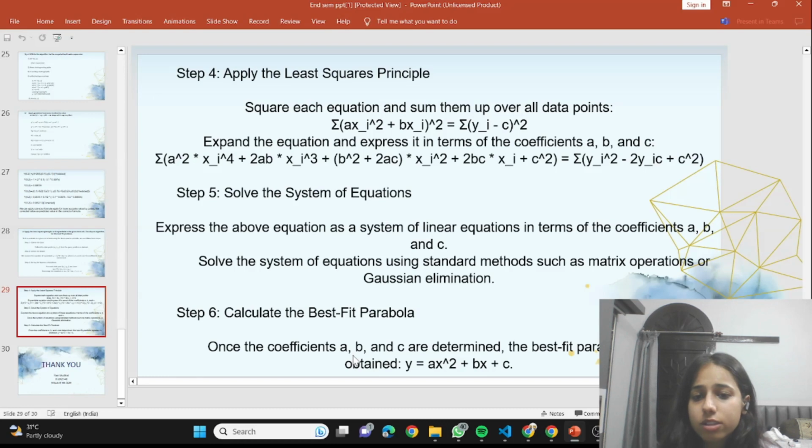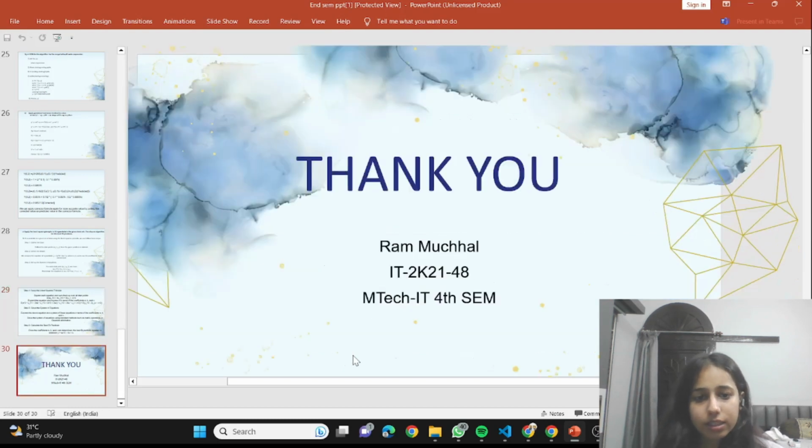Now step 5, solve the system of equations. Express the above equation as a system of linear equations in terms of coefficients a comma b and c. Solve the system of equations using standard methods such as matrix operations or Gaussian elimination. Step 6, calculate the best fit parabola. Once the coefficients a, b and c are determined, the best fit parabola equation is obtained: y equal to ax square plus bx plus c.